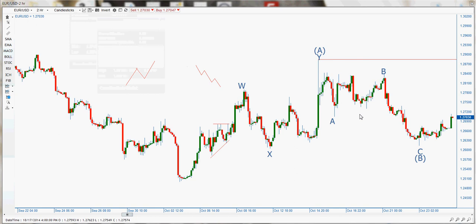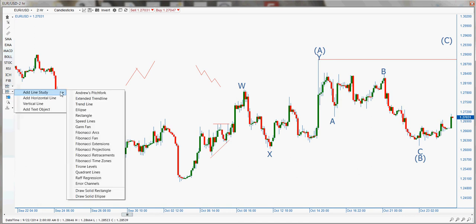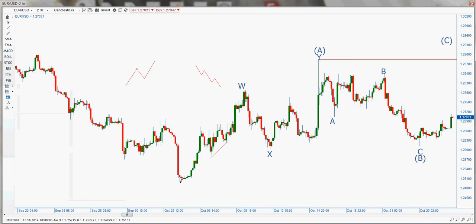And the same relationship I'm looking for. I'm looking for wave C, which is somewhere up here, to be at least equal. I'm looking for the guideline of equality, the length of wave A. So what I'll do is pull up my Fibonacci projection tool, draw out the length of wave A, project it from the low of wave B, and look for equality. Equality comes in at $1.30. So we're looking at 300 pips above us.